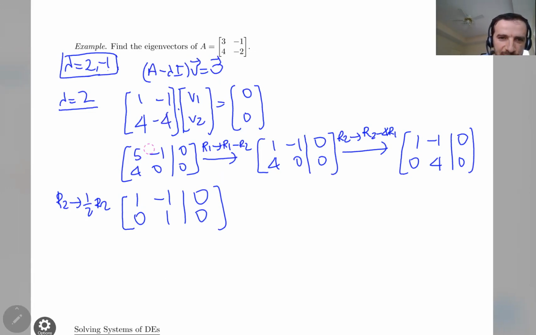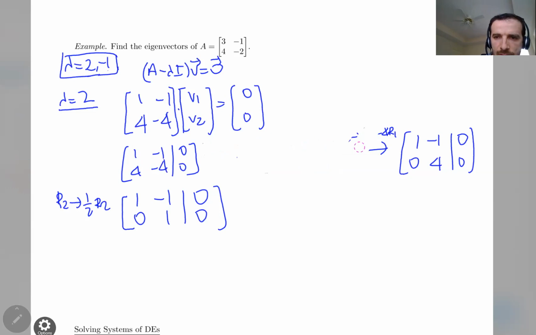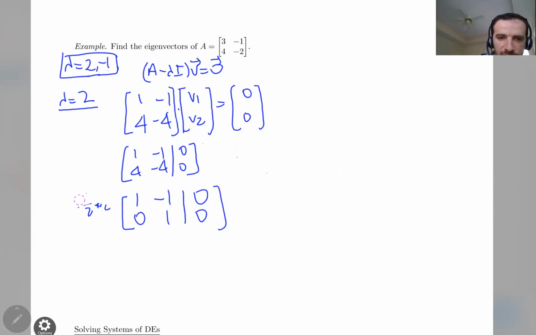Okay, so let me change this part too. 1 minus 4. And maybe I can erase all these parts. Okay, so as you see here, it is very important to start with the correct eigenvalue. Otherwise, you will not be able to find the eigenvectors. Okay, so now let's try to solve this equation.